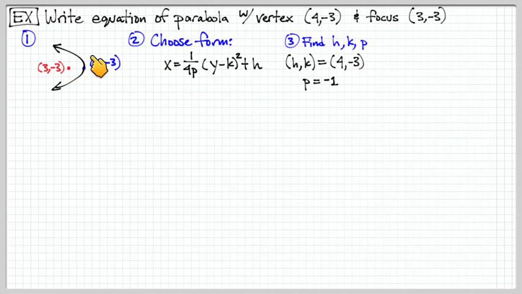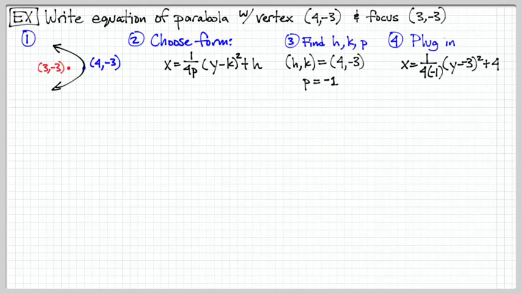The p, again, is the distance from vertex to focus. In this case, it's going to the left, so we consider that negative when we go from the right to the left. So p is -1. We plug all this in, and then we get this equation right here. Now let me fix this. I need a negative sign. x = -1/4 (y + 3) squared plus 4.